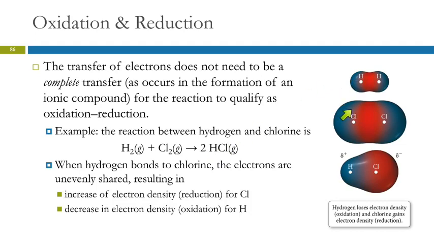So here we've got the hydrogen molecule and the chlorine molecule. And because these two atoms are identical, they're going to share their electrons equally. But when we have hydrogen and chlorine together, the chlorine hogs the electrons, pulls them away from the hydrogen. Those electrons are not being shared equally anymore. It's not a complete transfer of an electron, but there's been a shift of electron density. So the chlorine now has gained electron density, and the hydrogen has lost electron density. So the hydrogen is oxidized and the chlorine is reduced.